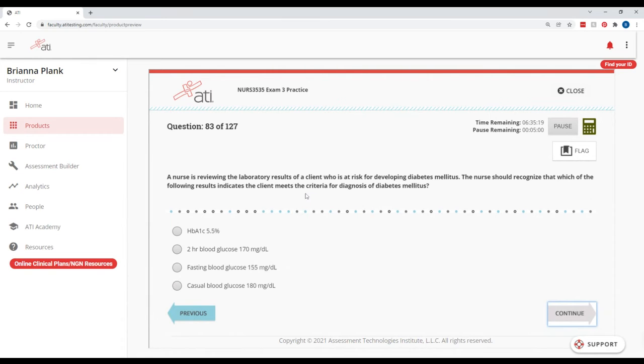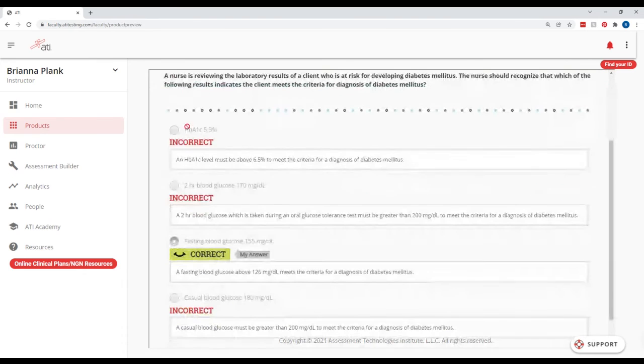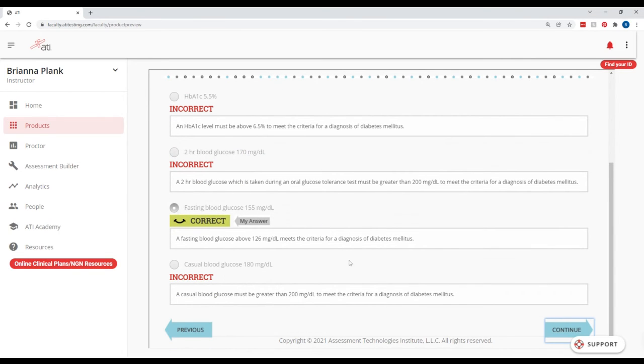Okay, which one of these is criteria for diagnosis of diabetes? So hemoglobin, we want our hemoglobin that low. We aren't high enough for that. Fasting blood glucose 155 is too high.